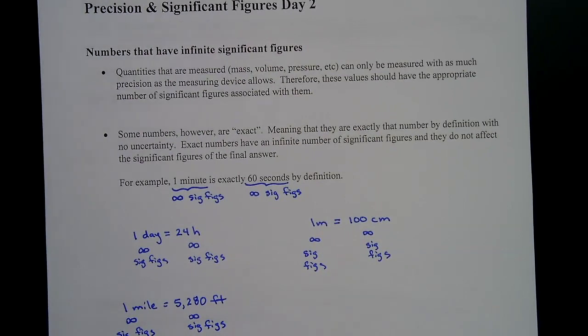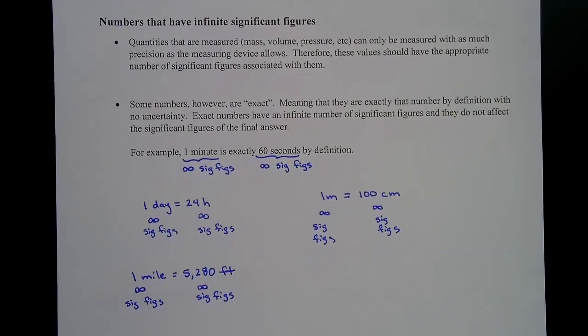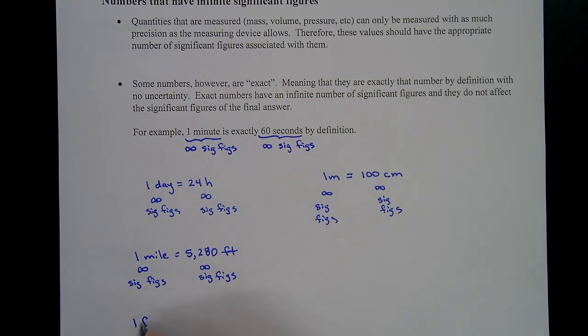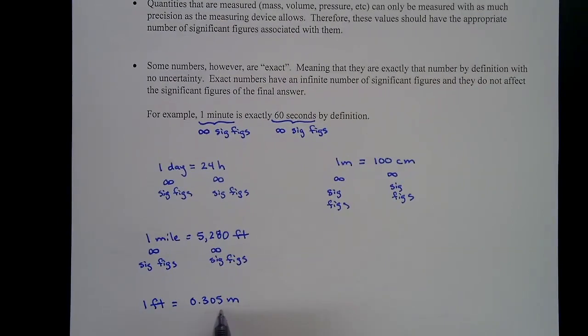But not all of the conversions we've been using have infinite sig figs. In some of these conversions, the one is exact. When one of these is equal to so many of this, the one is actually exact. It's the other number that's going to have sig figs. Something like this, we've been using 1 foot. So 1 foot is exactly 0.305 meters. This 1 foot, by definition, is exact, but this is an approximation because of the precision of the decimal.